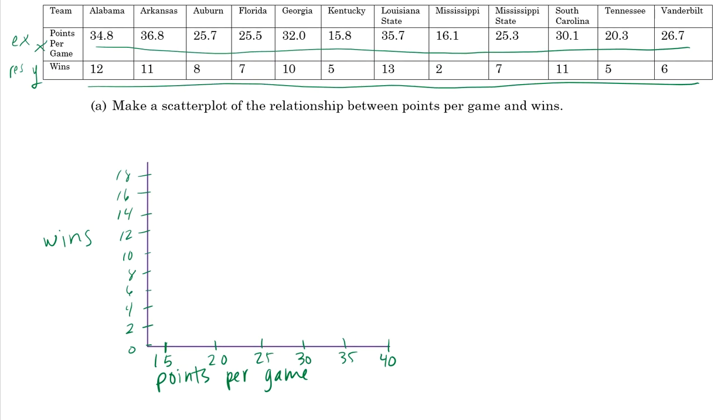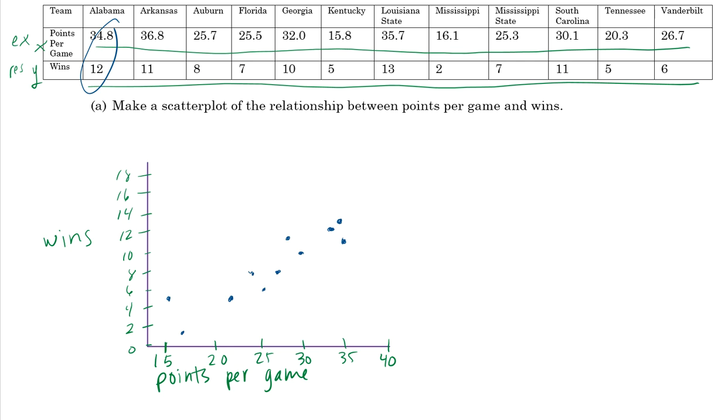Okay, so let's say I'm checking out Alabama. So I want to graph Alabama's information. They have earned 34.8 points per game, so that's around 35, and they've had 12 wins. So I'm going to go to 35 and go up to 12, approximately a little less than 35, and put a dot. That dot is going to represent Alabama. So that's kind of how you would make the scatter plot. Go ahead and pause the video, draw your scatter plot, and then compare with mine.